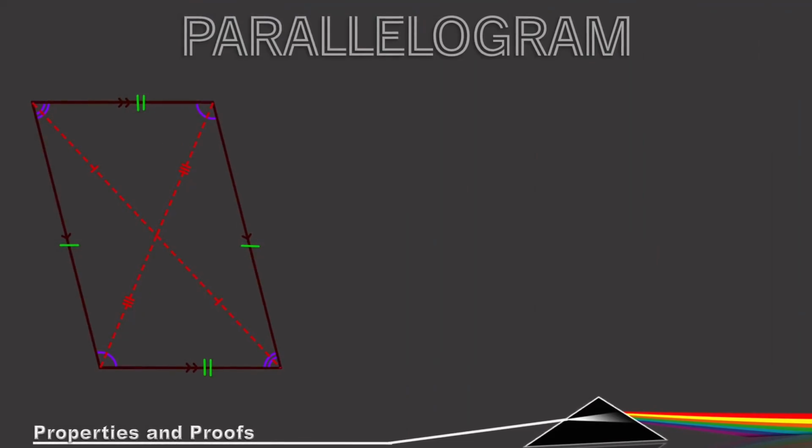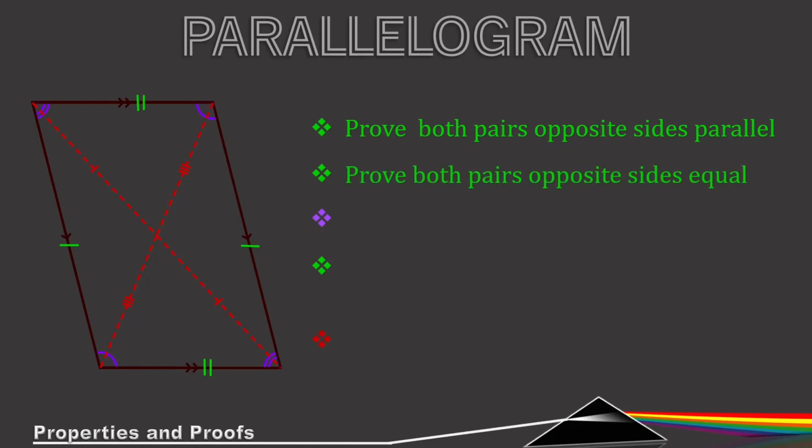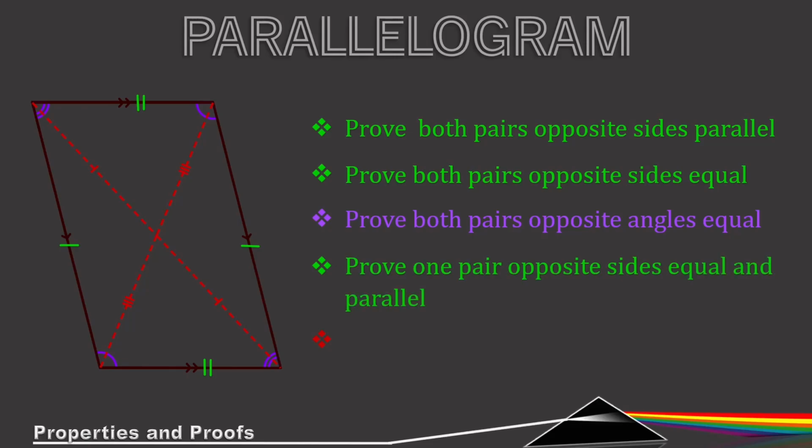Now, if we start off with a parallelogram, we have 5 options that we can choose from to prove a parallelogram. The first one is you prove both pairs of opposite sides parallel, or you can prove both pairs of opposite sides equal, or you can prove that both pairs of opposite angles are equal. You can also prove that one pair of opposite sides are equal and parallel, or finally you can prove that the diagonals bisect each other. Obviously you don't have to prove all of these. When you are asked to prove a parallelogram, you pick one that suits what you've been given, and then you go ahead and use that one to prove that it is a parallelogram.